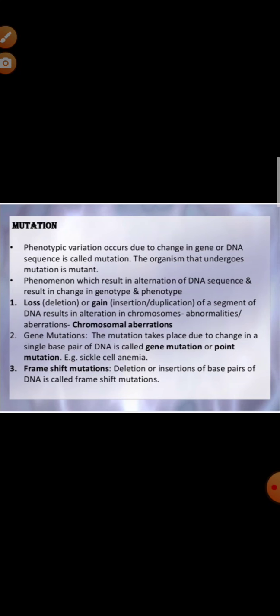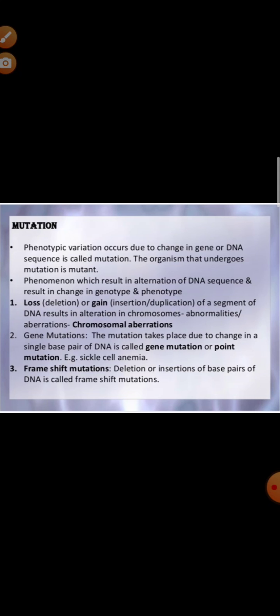Next we will know about mutation. What is mutation? The sudden, stable, inheritable change in the genetic material of an organism is known as mutation. The organism which undergoes mutation is known as mutant. And what is mutagen? The agent of mutation is called mutagen. Example of mutagen is ultraviolet radiations. What is muton? The unit of mutation is called muton.